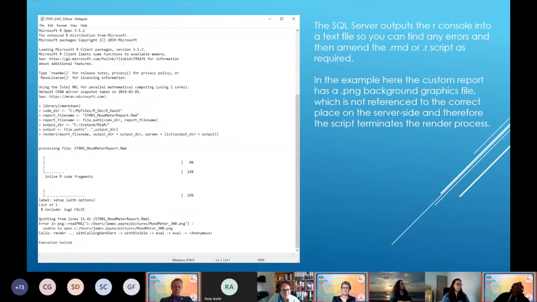One of the other really nice things when I was testing it is I came across a file on the server side that actually generates the console output of RStudio.